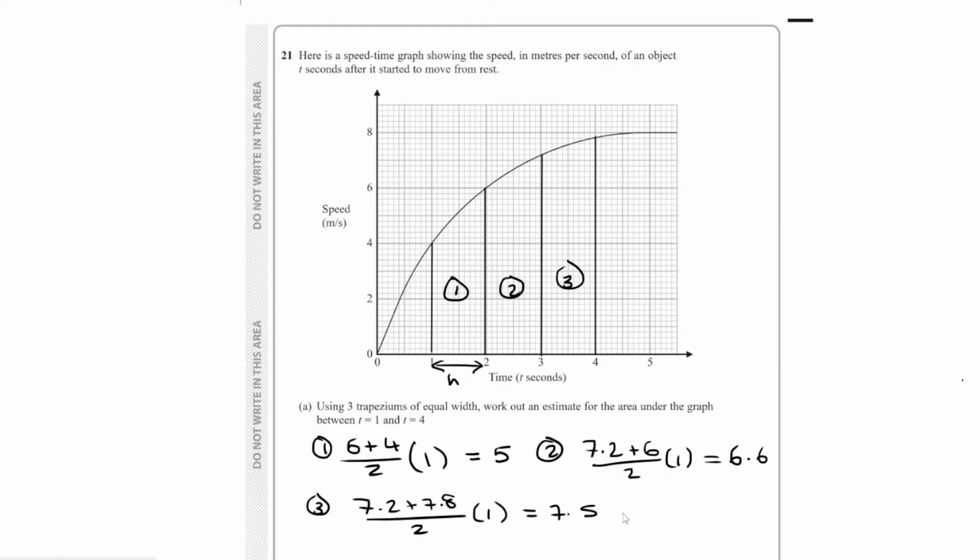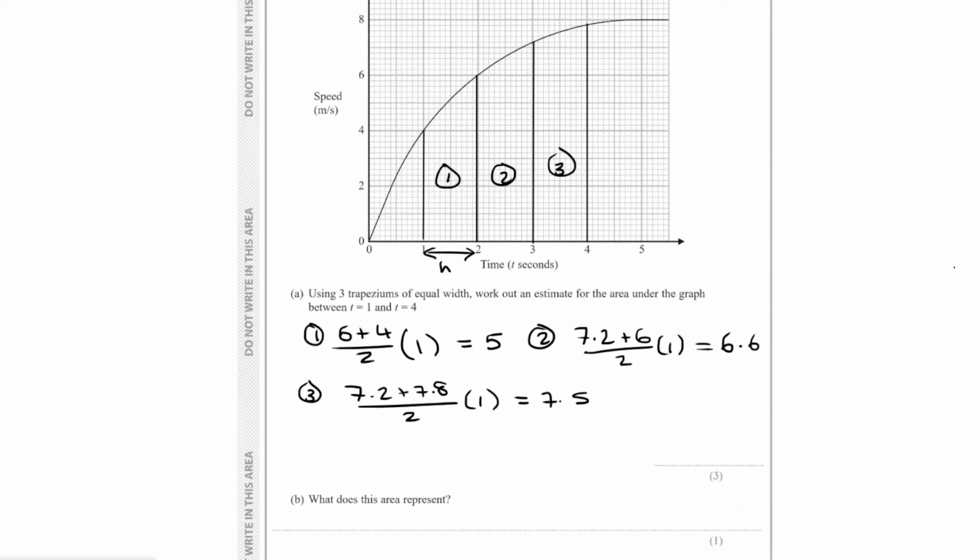But let me just double check so I don't get that wrong. Yeah. And then obviously you add those together, right? I think you could obviously just type into your calculator in one step if you wanted, but so the total area would be 5 plus 6.6 plus 7.5, which I think should give you 19.1.